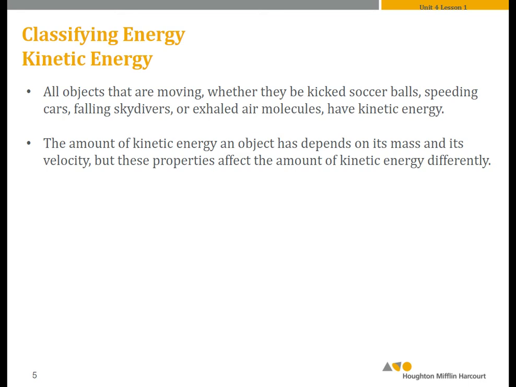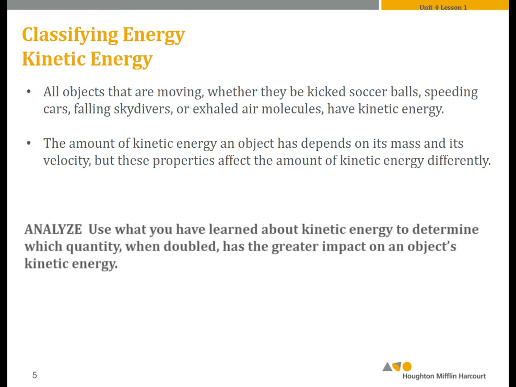So the amount of kinetic energy that an object has depends on its mass and velocity, but these properties affect the amount of kinetic energy differently. Based on what we learned on the last slide, which quantity, when doubled, has the greater impact on an object's kinetic energy? The answer is velocity, because the equation for kinetic energy, and you're definitely going to want to write this in your notes, is KE equals 1/2 times mass times velocity squared.